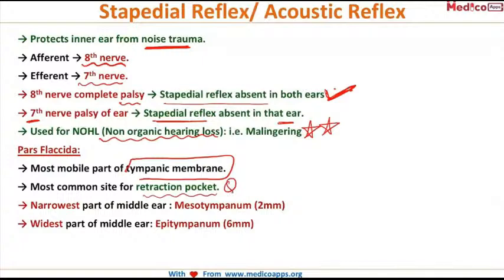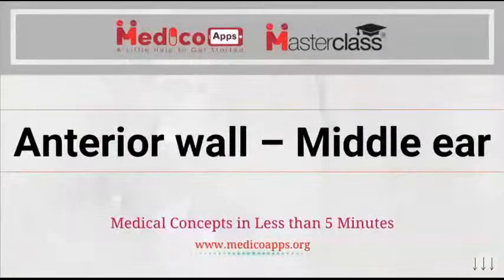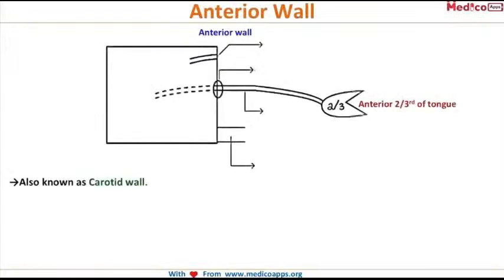The narrowest part of the middle ear is mesotympanum, which measures about 2 millimeters, and the widest part of the middle ear is the epitympanum, which measures about 6 millimeters. So narrowest is mesotympanum, widest is epitympanum. Now let's look at the anterior wall of the middle ear. The anterior wall is also known as the carotid wall. So this is the anterior wall we're looking at.